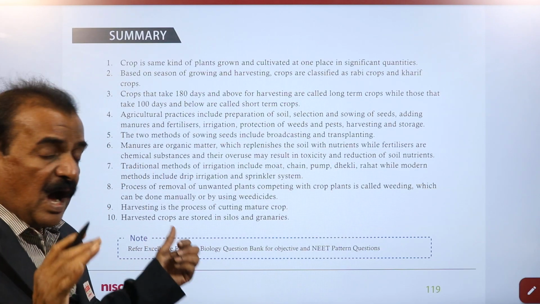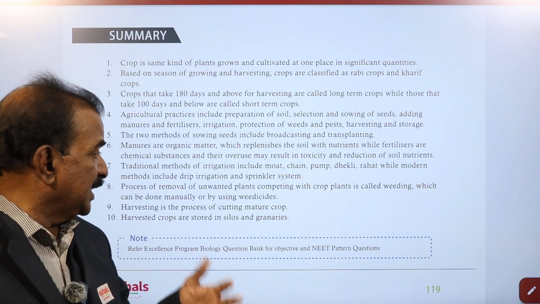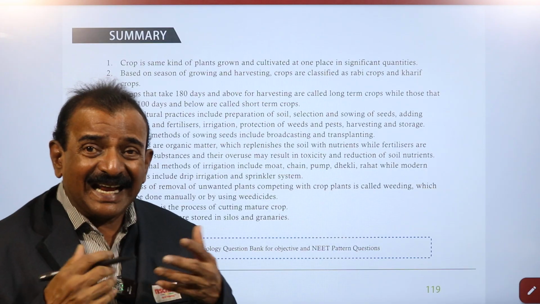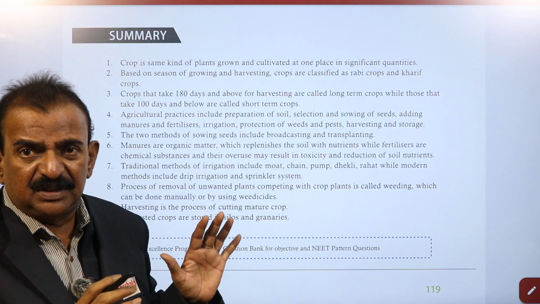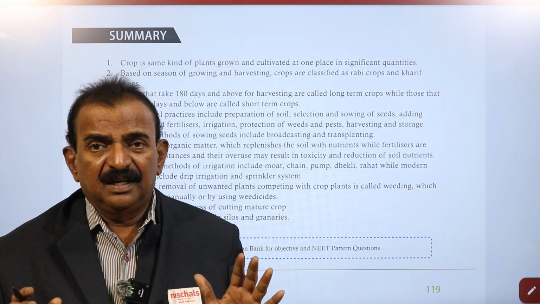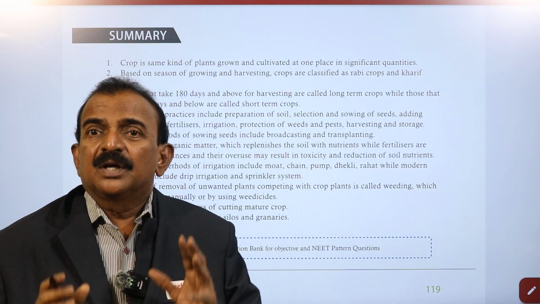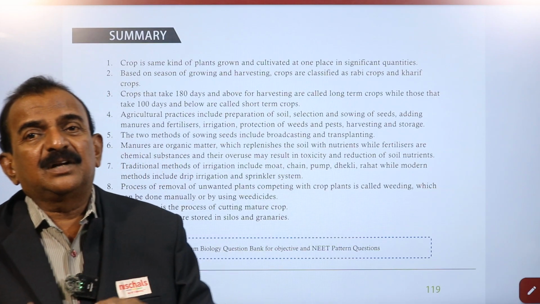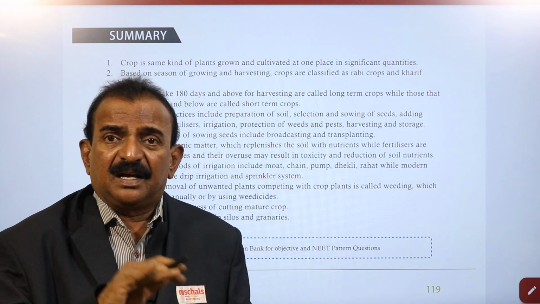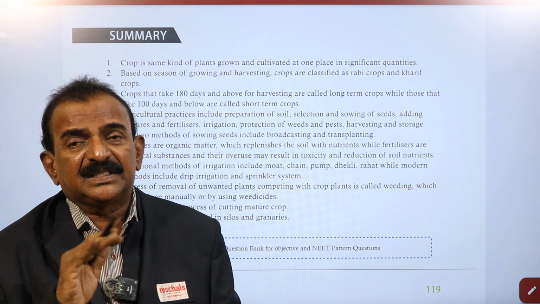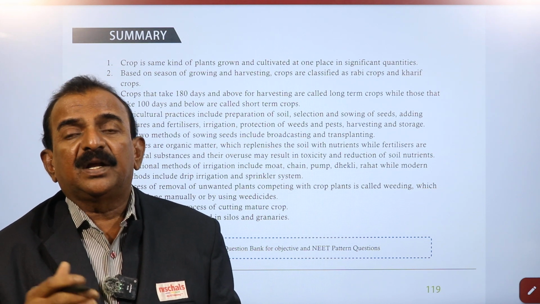And last one, harvested crop grains can be stored in silos and granaries. And we discussed the in-text questions and answered them clearly. And also we discussed what the agricultural practices are, the steps followed by the farmers, and we also discussed the two types of crops which grow in India, Kharif and Rabi. And also we discussed the methods, what is harvesting, what is weeding, and what are irrigation techniques.